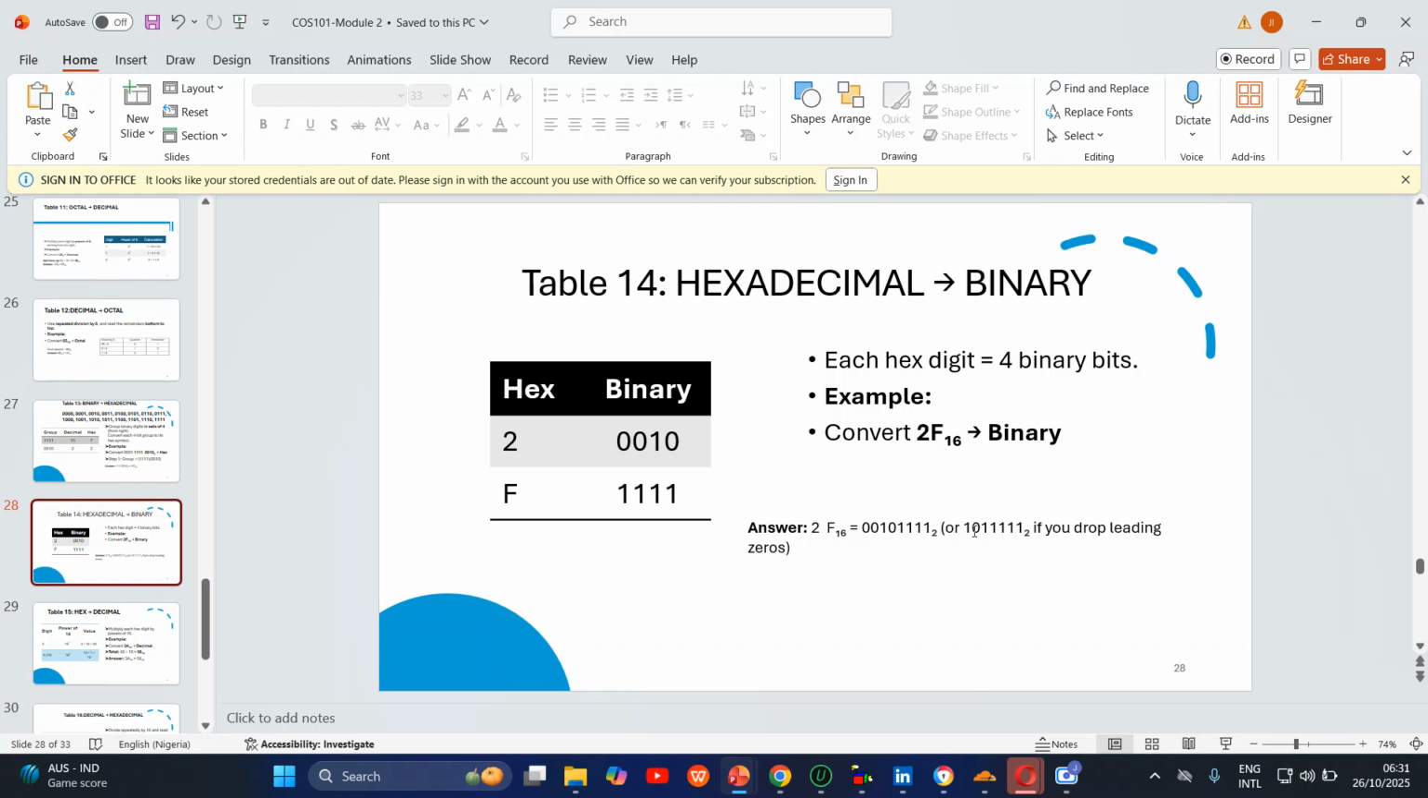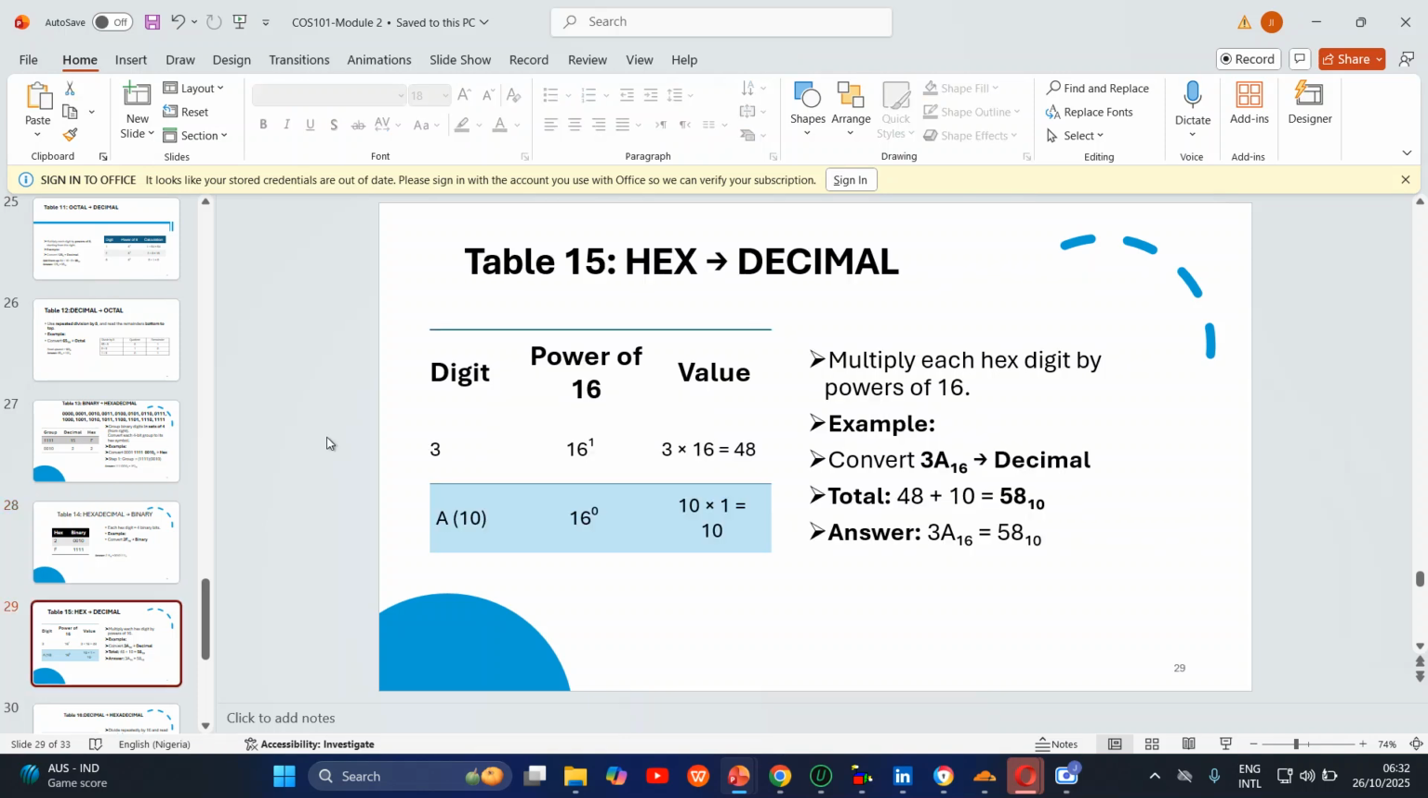0010 and 1111, right? That's what we have here. Right, 0010 and 1111. Okay, now let's look at hexadecimal to decimal. Multiply each hexadecimal digit by the power of 16.